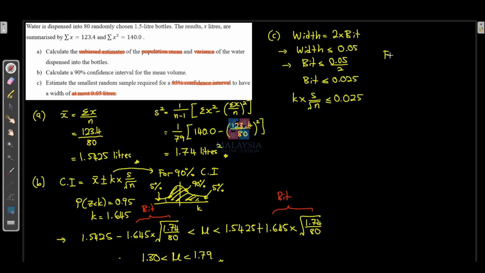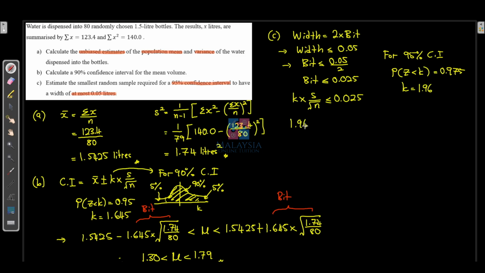So now for 95% CI, the same method, I don't have to sketch a new diagram. You can determine this on your own. I will just give you the answer straight away. Probability of Z less than K equals 0.975. So the value of K is going to be, let me pause for a while, I don't want to show the MF19. For probability of 0.975, the value of K is 1.96. So now we can substitute that inside the formula.